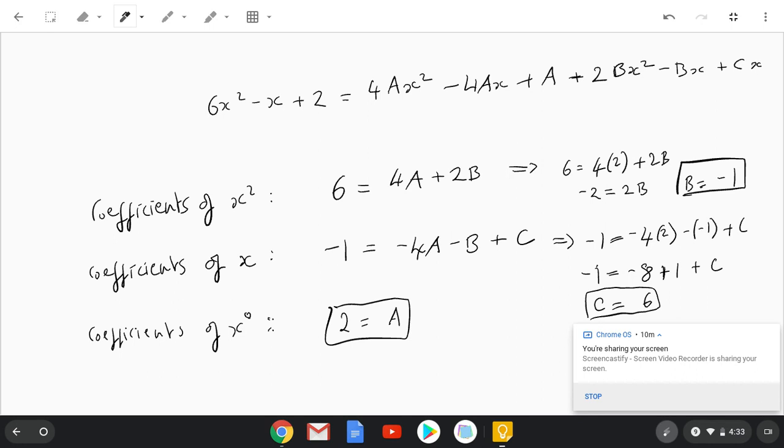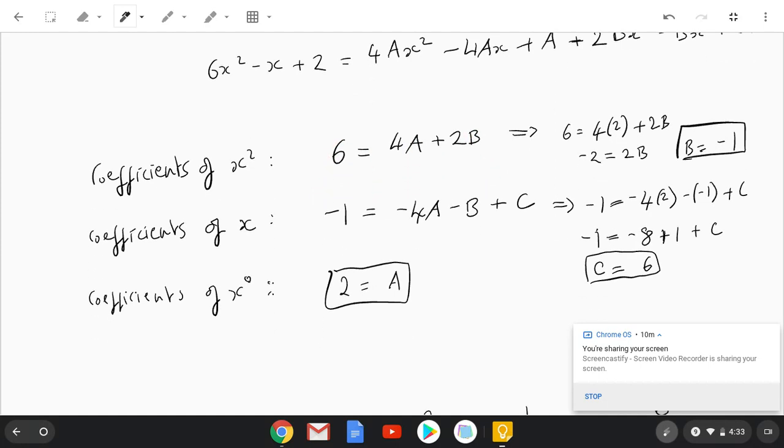So the coefficient of x squared on the left hand side, just look at the x squared. That's 6, so write down 6. Look at the x squared on the right hand side. That's 4a as a coefficient, and we've got 2b as a coefficient, plus 2b. So 4a plus 2b is equal to 6. We've got two unknowns. Unfortunately, we can't move forward from there. We'll come back to that in just a moment.